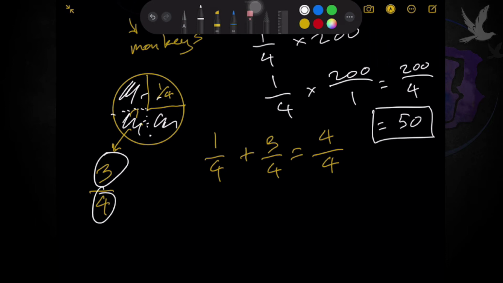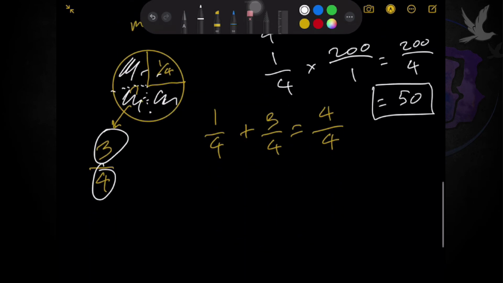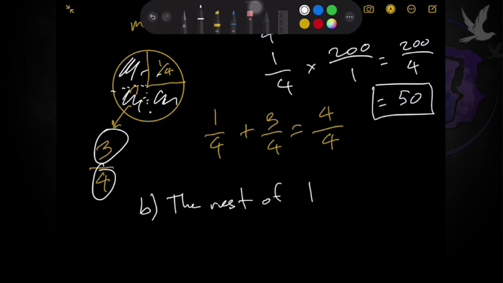That's why it's 3/4. Now, what if sinabi sa inyo ngayon that, let's say yung B nyo, the rest of the animals are monkeys.